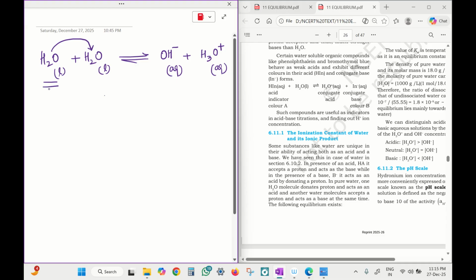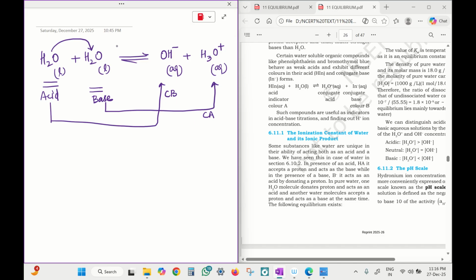The first molecule of water is considered to be dissociating to produce H plus ions and OH minus ions. So can we say that this is an acid because it is going to give a proton? The second molecule accepts the proton, so this acts as a base. For this acid, the OH minus is the conjugate base, and for this base, the H3O plus is the conjugate acid. This is in accordance with the Lowry-Bronsted theory.